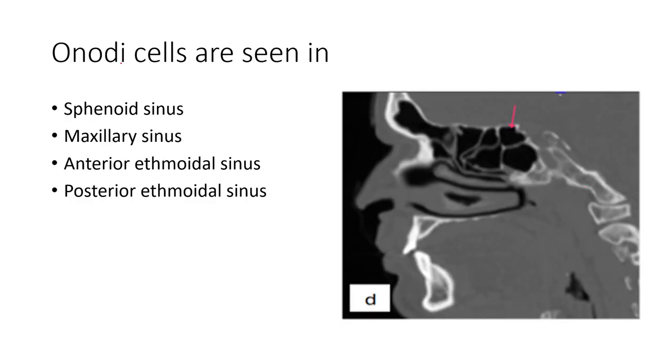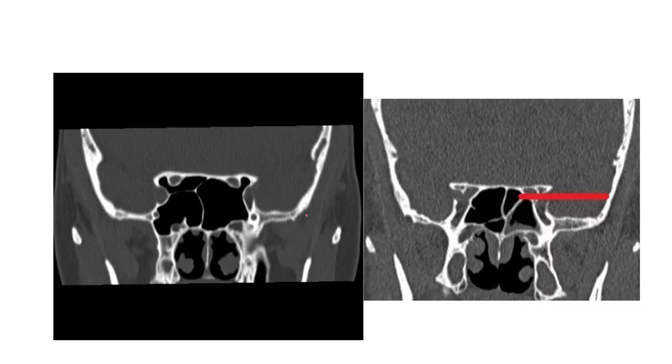Onodi cells. What are Onodi cells? So, as I said before, this is your frontal sinus and this is your anterior ethmoidal air cells and posterior ethmoidal air cells, and this is your sphenoidal sinus. The extension of the posterior ethmoidal sinus superior to your sphenoidal sinus is called the Onodi cells. Posterior ethmoidal sinus extending superior to your sphenoidal sinus is your Onodi sinus. So, Onodi air cells are seen in posterior ethmoidal sinus.